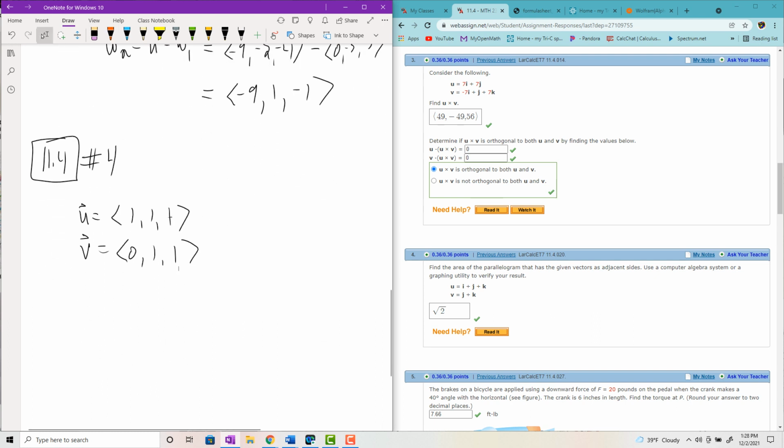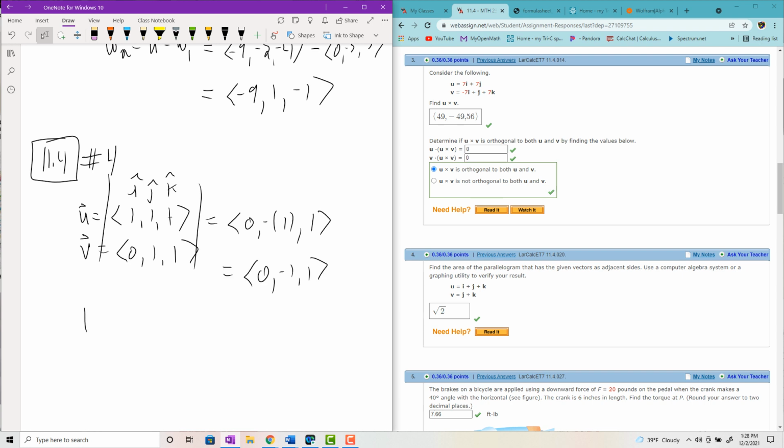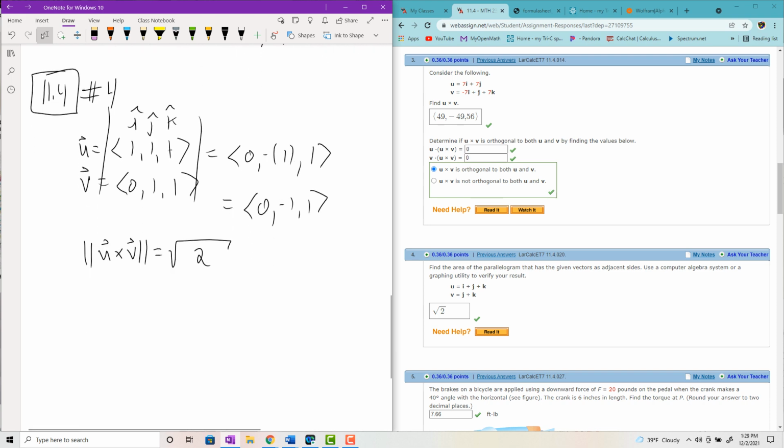And of course, to get the area, you just need the magnitude of the cross product. So you need to be able to take a cross product, however you do it. Cover up the first column, you get 1 minus 1, which is 0. Then negative, cover the second column, 1 minus 0 is 1. And then the third column, cover that up, it'll be 1 minus 0 is 1. So in this case, I'm getting 0, negative 1, 1. And so the magnitude then, which will be the area of the parallelogram with those vectors as adjacent sides, is the square root of 0 squared plus negative 1 squared plus 1 squared, which is 2. Okay, square root of 2 is the answer.